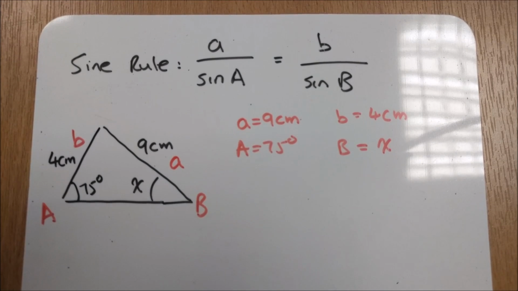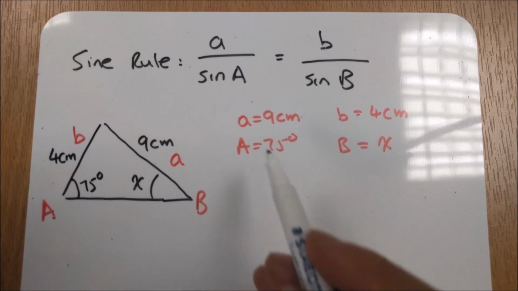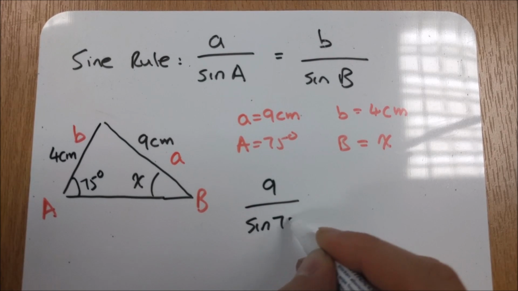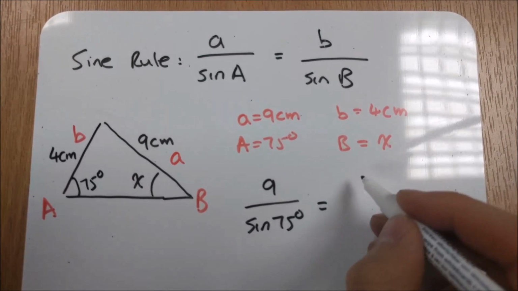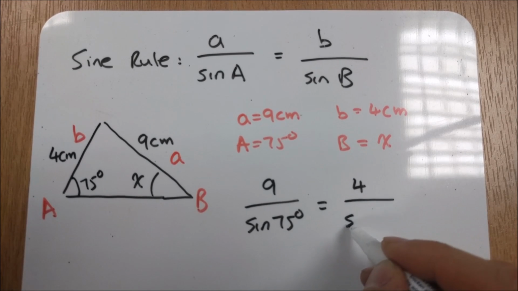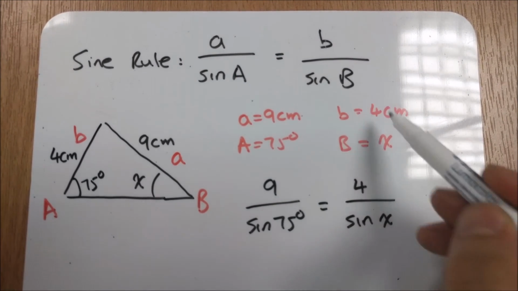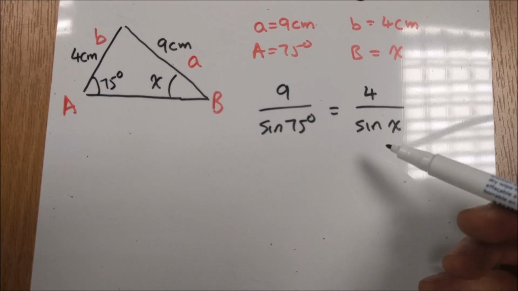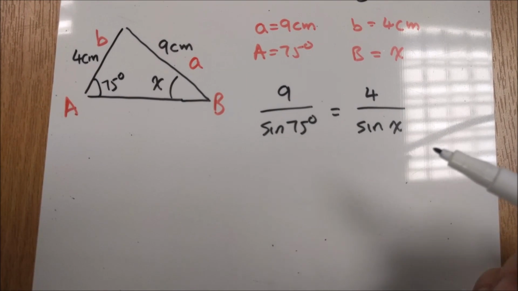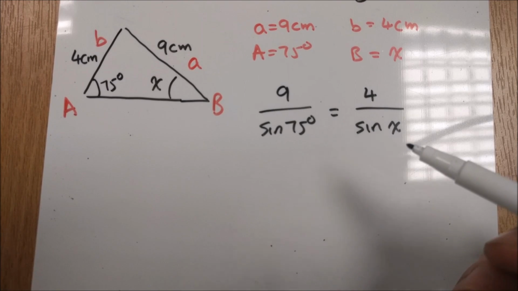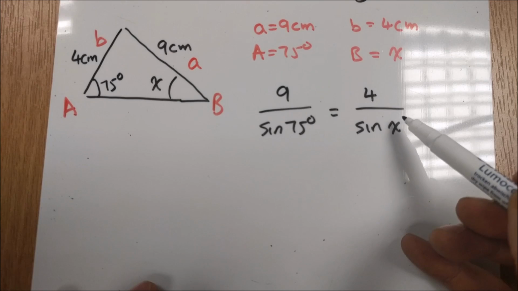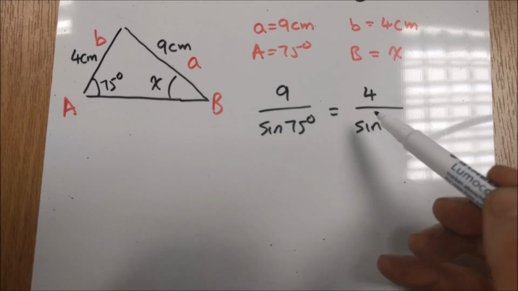Next step, we just put everything into the equation. So a over sine A now becomes 9 over sine 75 degrees. b over sine B becomes 4 over sine x, where B is my unknown x. Now to solve this equation, there's multiple ways you can do this. The way that makes sense algebraically is that you've got to get the sine x out of the fraction. Okay, we don't like fractions, so I'm going to get the sine x out of the fraction first.